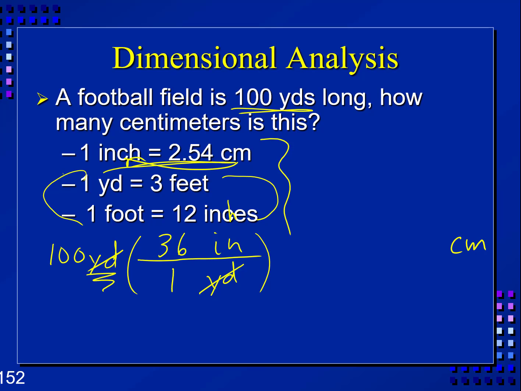Now what do I want to get rid of? Inches. Where's it got to go? It's up top now, so I need it on the bottom so it cancels out. What can I turn inches into? Centimeters. And I copy the numbers. It says 1 inch is 2.54 centimeters. So 100, because I got the right units now, 100 times 36 times 2.54, because everything's on top, equals 9,144 centimeters.